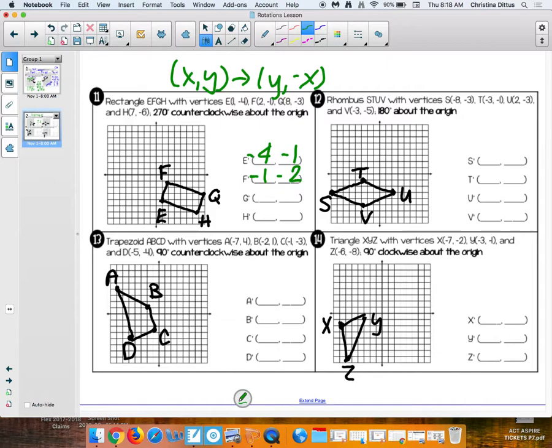How about G? Negative 3, negative 8. Good. And H? Negative 6, negative 7. Good. Plot them. Make sure you get in the habit of labeling.